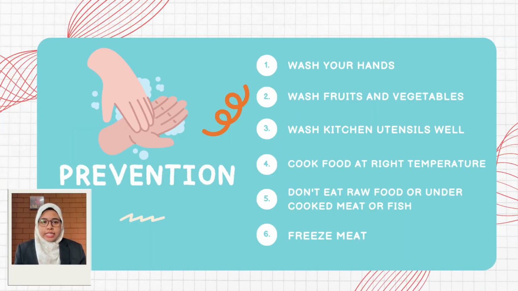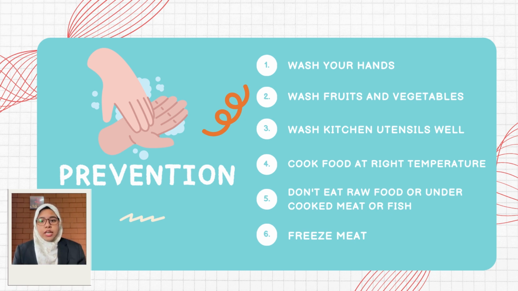Last but not least is how to prevent tapeworm infection. First, wash your hands with water and soap for at least 20 seconds. It is very important after using the toilet, before and after eating food, and before and after handling food. Second, wash your fruits and vegetables under running water before eating.